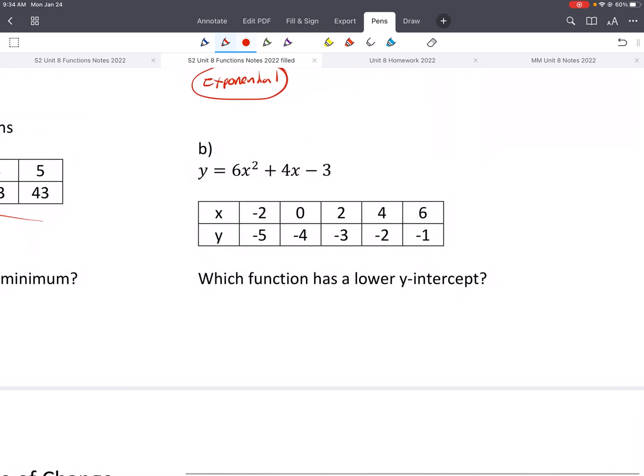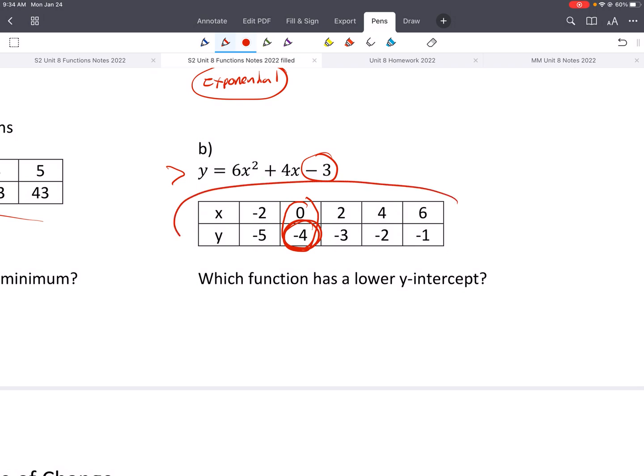All right, oh boy, here we go. Which function has a lower y-intercept? So this is standard form, meaning that this is your y-intercept. And then for the table, we know the y-intercept is when x is 0. So the y-intercept is -4. So which has a lower y-intercept? That would be your table, right? So -4 is lower than -3.